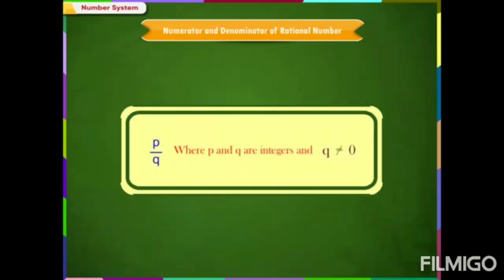Numerator and denominator of a rational number. We know that a rational number is a number that can be expressed as a fraction p by q, where p and q are integers and q is not equal to 0. A rational number p by q is said to have a numerator p and denominator q.